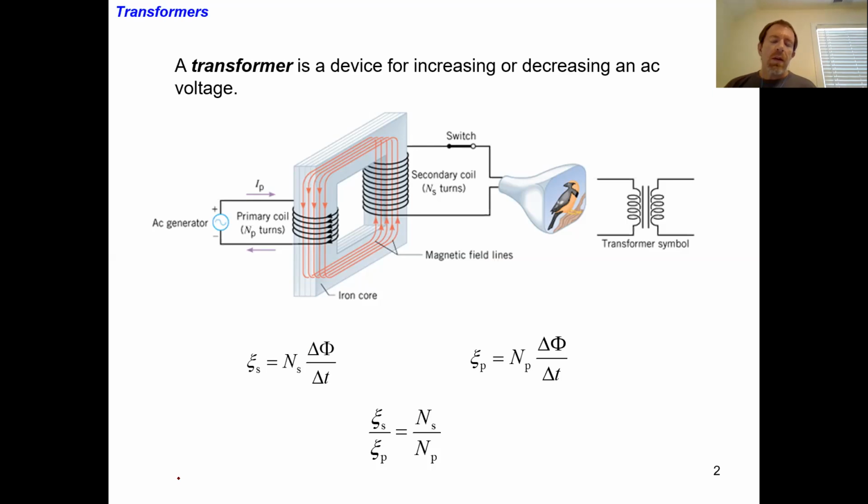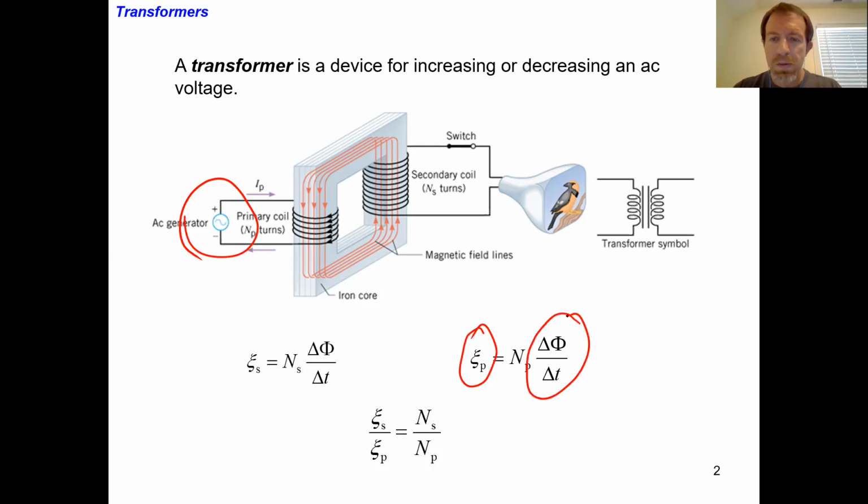All right, so what we've got here is basically a couple of coils that are wrapped around this iron core. And this AC generator creates a current in our primary coil. And then as a result of that current in the primary coil, there's a magnetic field that's created, a flux that's created. So the voltage from our AC generator produces this flux.